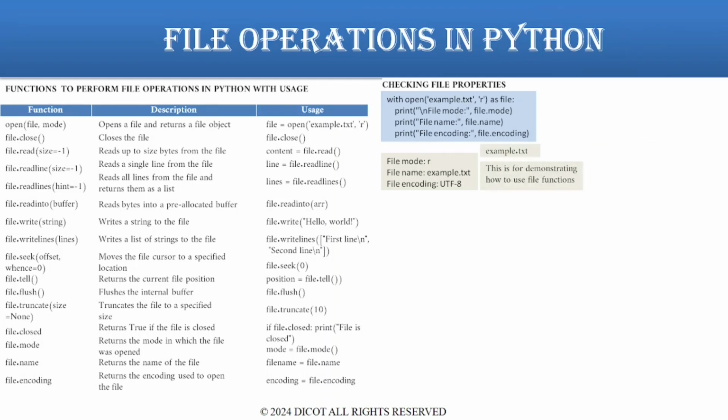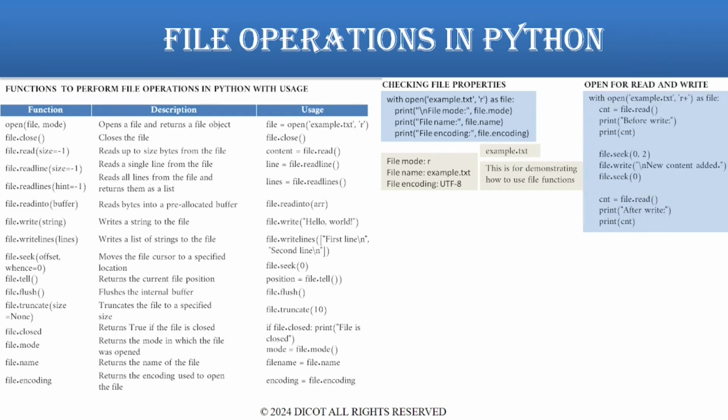Suppose the file example.txt has 2 lines. Assume the lines are as shown. Let's open the file example.txt for both reading and writing and perform some operations. First, we are reading the existing content of the file. The line file.seek(0, 2) will move the cursor to the end of the file. Then, the write operation will move the cursor to the next line with \n and then write the text, New content added. The contents get added to the end of the file, because previously we used the seek operation to move the cursor to the end of the file.